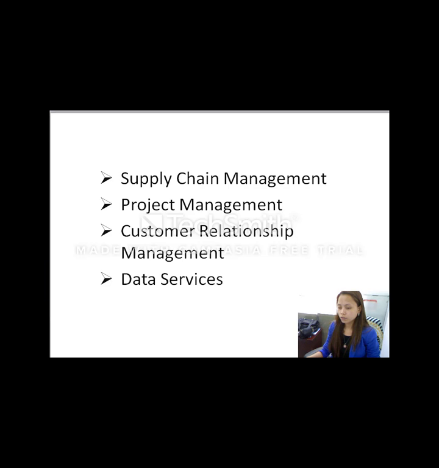There are other more functional areas of the ERP system, like supply chain management, project management, customer relationship management, and data services, which we are going to cover on the next chapter and part of this course.